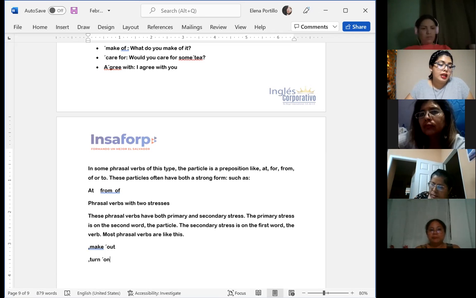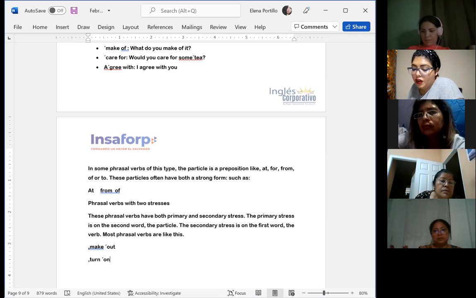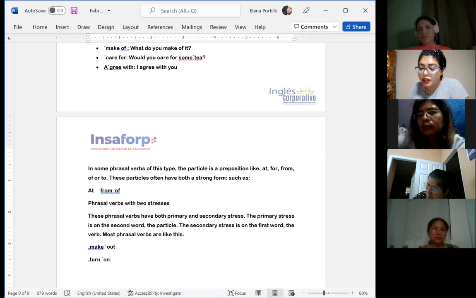No es como el phrasal verb with one stress, that we use the stress in the verb. In this case, the primary stress is in the particle and the secondary stress is on the verb. These phrasal verbs are separable. That is, the verb and the particle can be separate with the object of the verb coming between them.